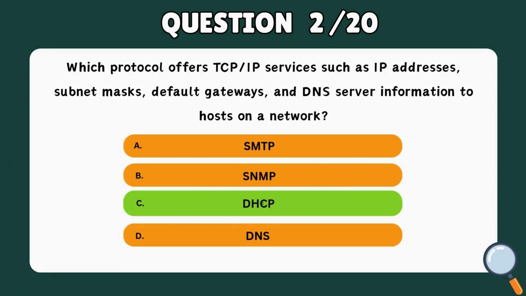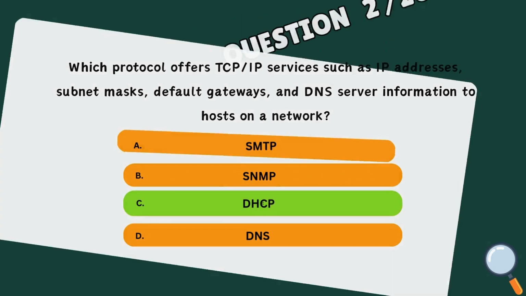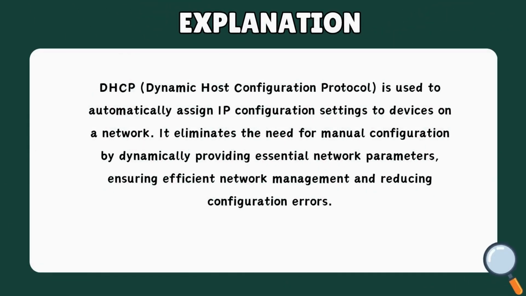Correct answer: C. DHCP. DHCP, Dynamic Host Configuration Protocol, is used to automatically assign IP configuration settings to devices on a network. It eliminates the need for manual configuration by dynamically providing essential network parameters, ensuring efficient network management and reducing configuration errors.